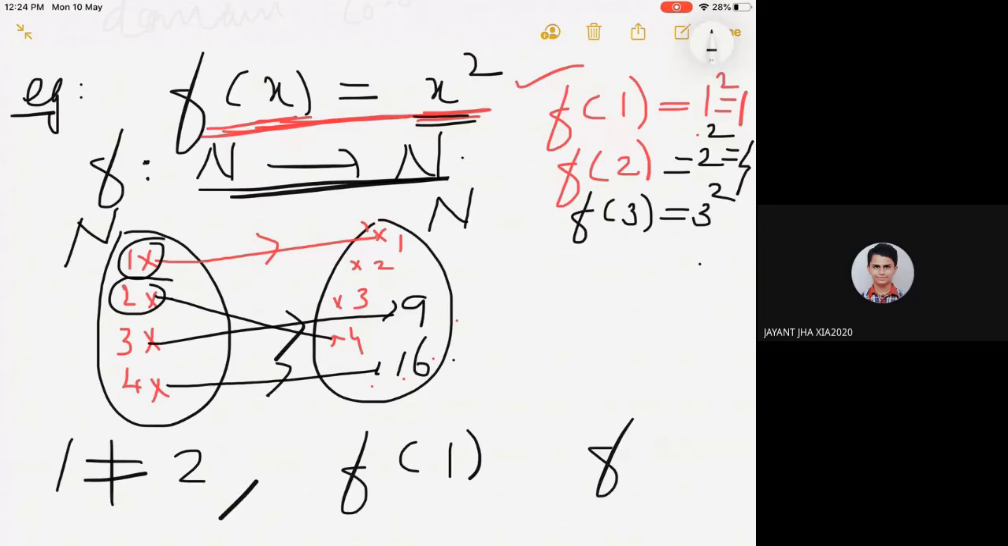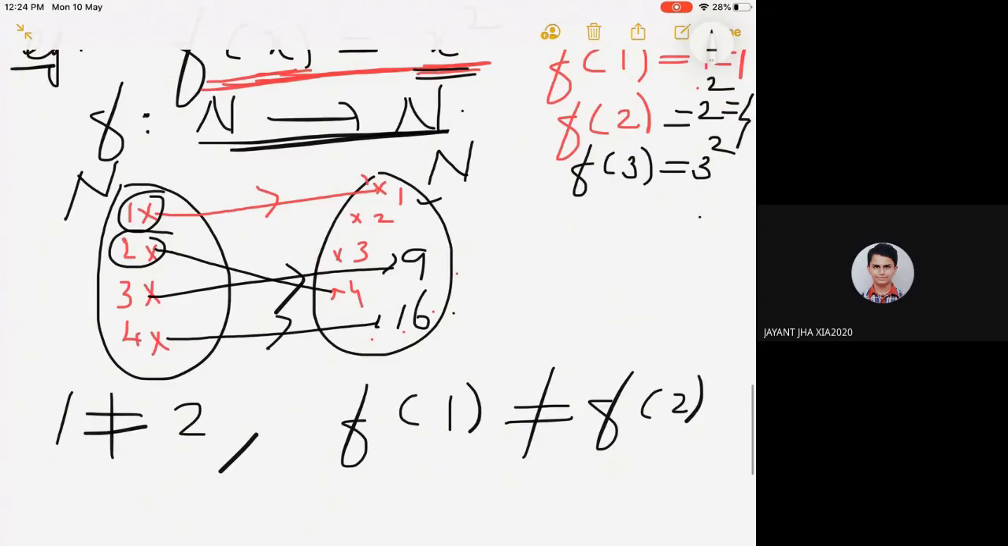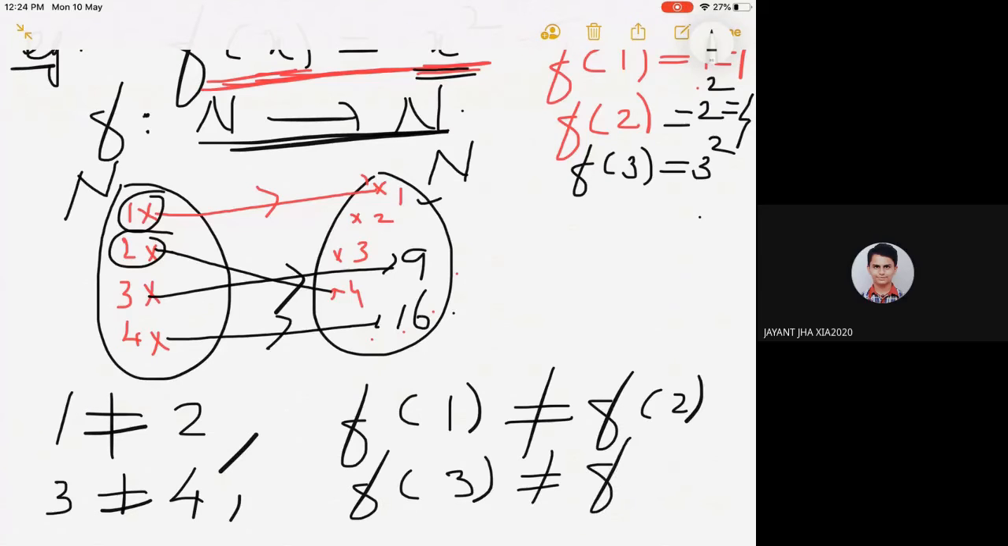Their images: f of 1 is 1, and f of 2 is 4. The images are also different. Wherever you take, if 3 is not equal to 4, what about their images? f of 3 is 9 and f of 4 is 16. So their images are also different. So that means this function is a one-one function.